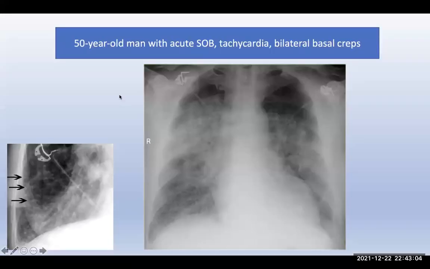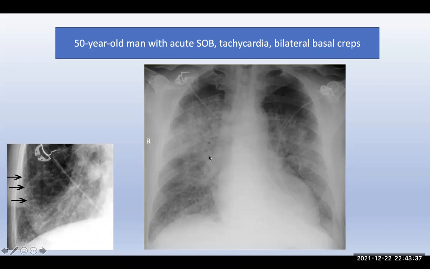So our game has not been finished yet. So this patient is a 50-year-old man with acute shortness of breath and tachycardia and bilateral basal crepitations. It is very acute, very recent onset, with tachycardia and bilateral basal crepitations. In this X-ray, what are the findings? Can anyone tell? What are the findings here?